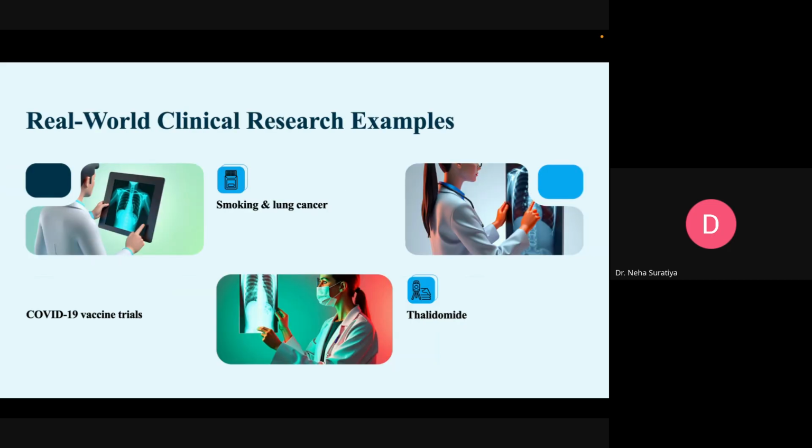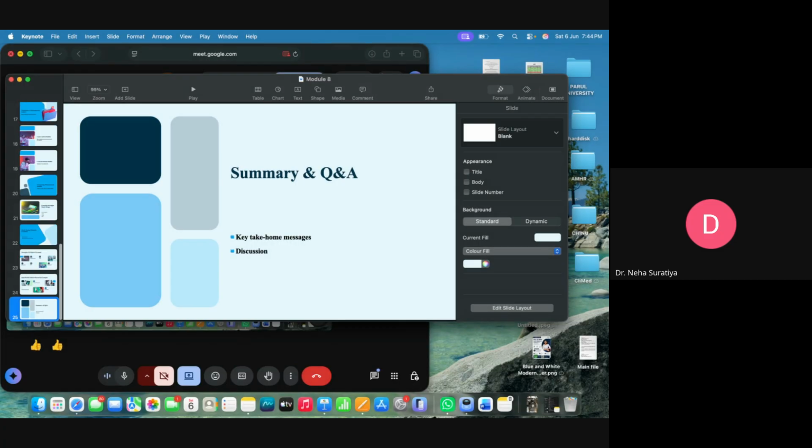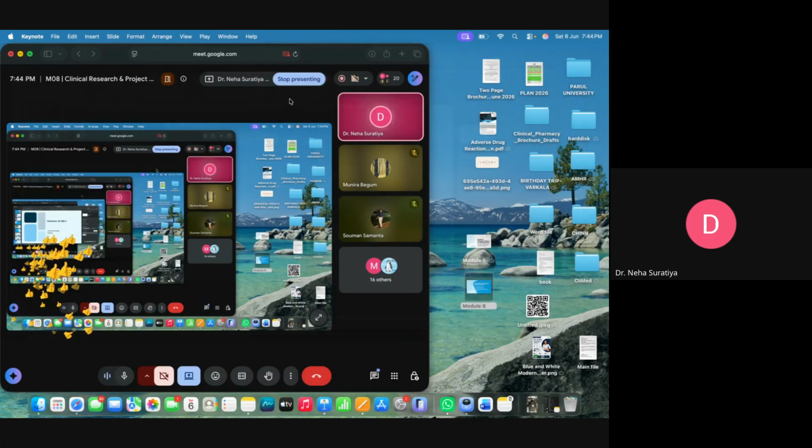So we have some real world clinical examples. I think these examples I already told you in the slides: COVID-19, smoking and lung cancer, and thalidomide also we discussed. So what are the key takeaway messages, guys? Key takeaway home message, should I repeat or do you already know? Experimental studies, observational studies, and based on what we need to select. Okay. So I hope this session makes sense to you.